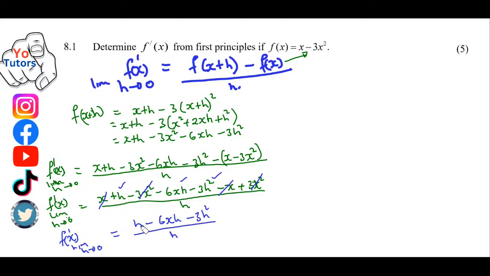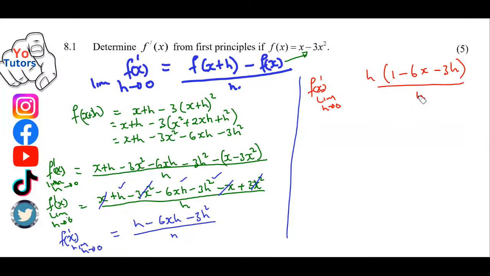Now, when we have this, we are going to factor out h because here h is common. So let's see here, it's going to be h in a bracket. We take out, let's just put it there. So here, f of x, saying limit h approaching 0. Then let's factor out h. It's going to be 1 minus 6x minus 3h, all over h. Now, the h and h will cancel. And what we are left with here is actually 1 minus 6x.